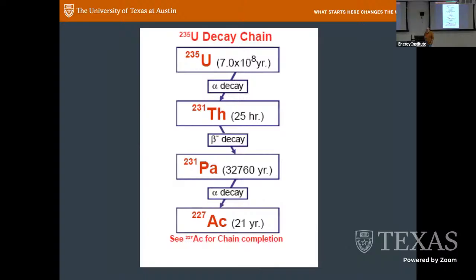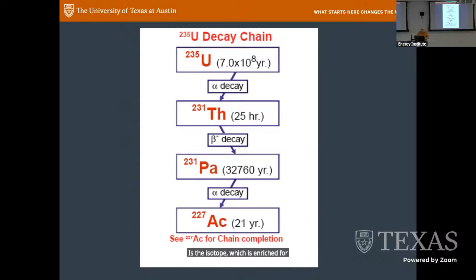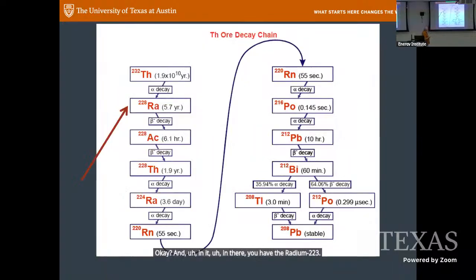You have the same thing in the uranium-235 chain. Uranium-235, as we all know, is the isotope which is enriched for power plants, including weapons of mass destruction, which is another topic that I can talk about later on. And in there you have radium-223, which comes out as well.